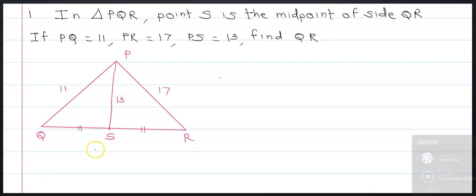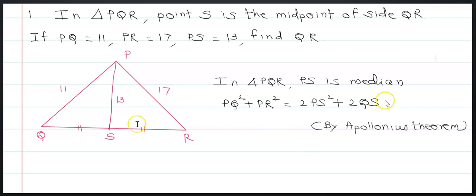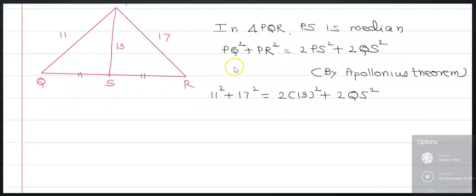Now see this here. In triangle PQR, PQ square plus PR square is equal to 2 times PS square plus 2 times QS square. PS is the median, so we have to write that here. I forgot to write 2 times QS square, now I have added it. No problem.